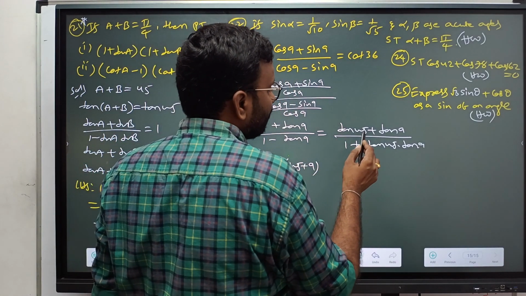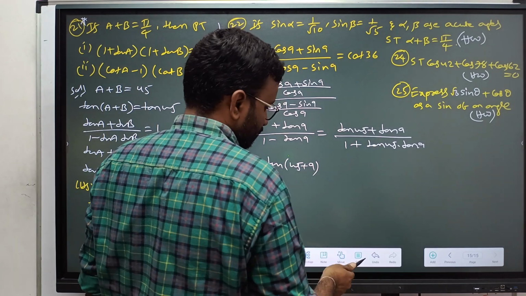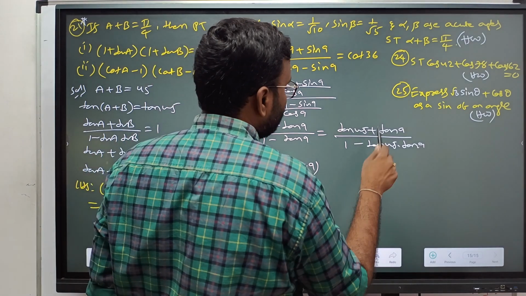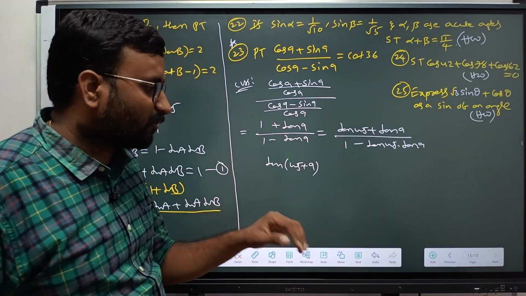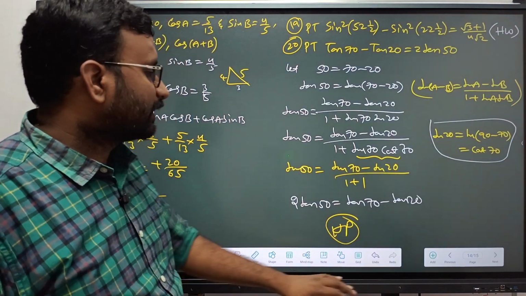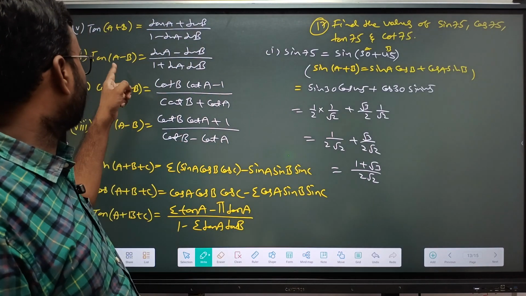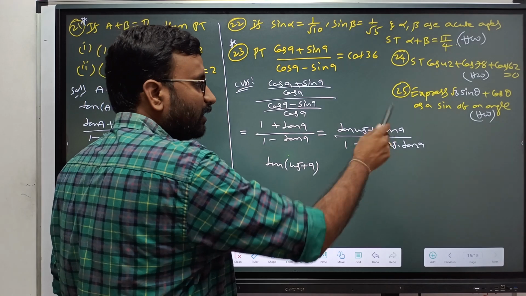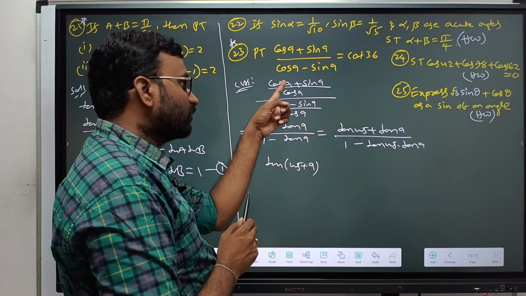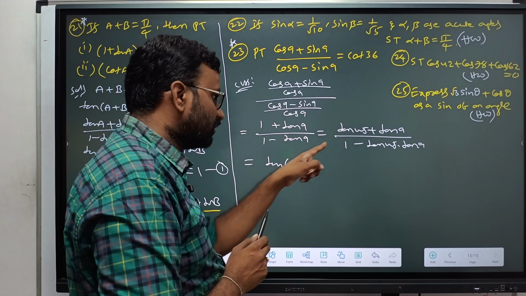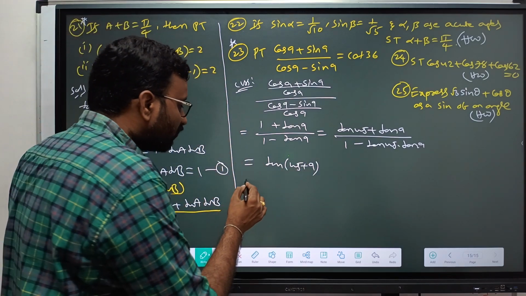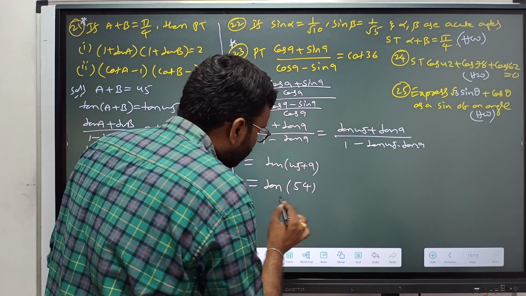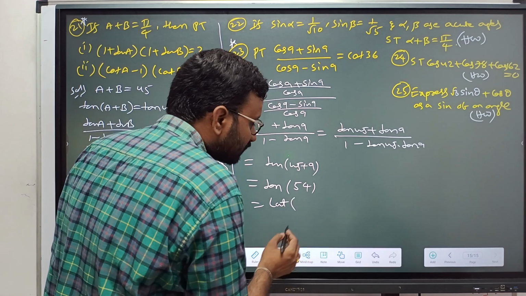Now this is in the form of tan A plus tan B by 1 minus tan A tan B. Tan A plus tan B by 1 minus tan A tan B, what is the formula? Tan of A plus B. What is A? 45. What is B? 9. Okay, you can write from here to here directly, your wish. Which is equal to tan of 45 plus 9, how much? Tan 54, which can be written as cot 36.